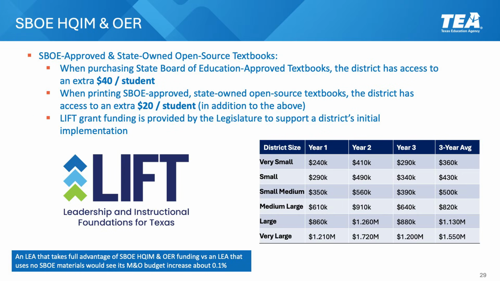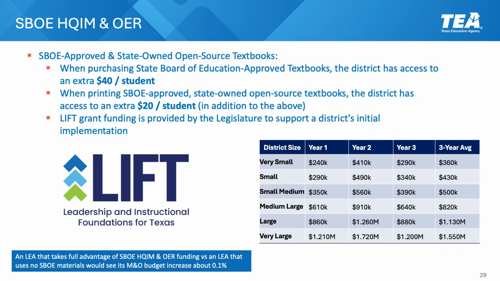Next, we'll dig into academic supports and align funding sources for those supports. High quality instructional materials ensure that students are provided access to grade level content throughout their educational journey. When districts purchase State Board of Education approved textbooks, those are textbooks that are approved through the EMRA process, the district gets access to an extra $40 per student. If districts are printing State Board of Education approved open education resources, they get an additional $20 per student. These are our Bluebonnet learning materials that are provided by the Texas Education Agency.